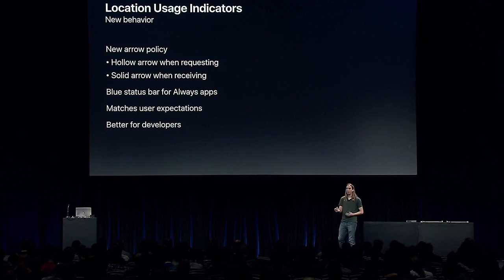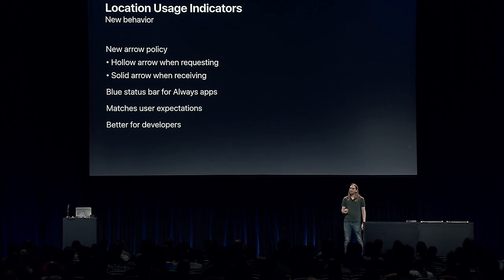If you're using our background monitoring APIs, you'll find that you have a hollow arrow more and a solid arrow less. And we think this will help users understand that your app is not actually receiving every single step, every twist and turn throughout their day.